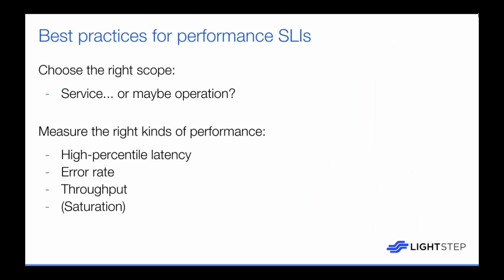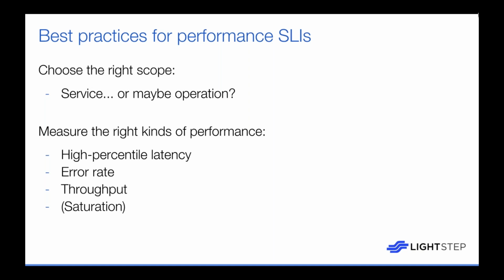Okay, so some best practices around choosing performance SLIs. First of all, setting the right scope is really important. It might be easy to just think, okay, I own a service, so I'm just going to set an SLI for that service. Latency is important for my users, so I'm going to do that.